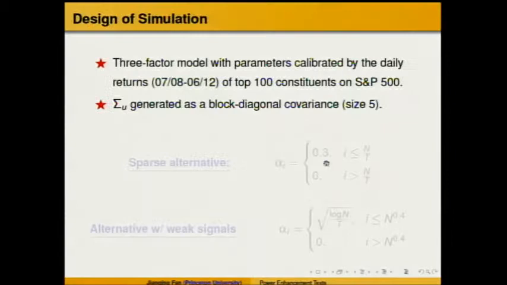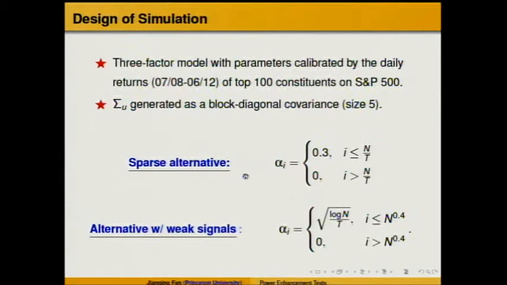So let me go to the numerical studies, and hopefully that helps you understand what we are doing. In the design of the simulation, we basically simulate three-factor models, and all parameters involved are calibrated to the daily returns of the top 100 constituents of the S&P 500 index. For sigma u, we generate a block diagonal coherence matrix, which has around 20 blocks. This represents the sectors of each industry.